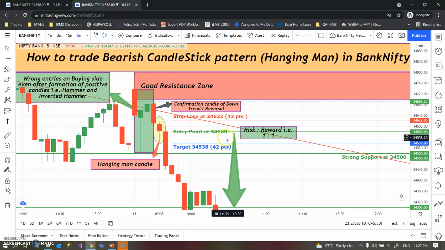You can clearly see, if you were an experienced trader, you would have trailed your stop loss and got almost about 250 points. If we look from this particular entry to this particular level, which was the support zone 34,300, we can see a bounce back as well. So at least at this level you would have got 250 points. So this was regarding how to take the trade based on formation of a bearish candlestick pattern, that is hanging man, in Bank Nifty.